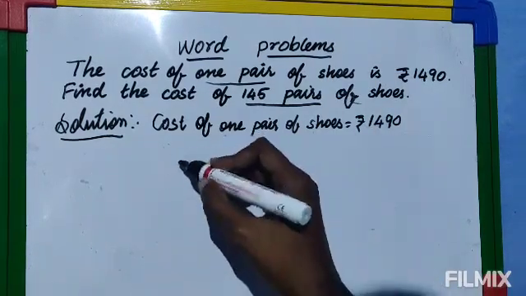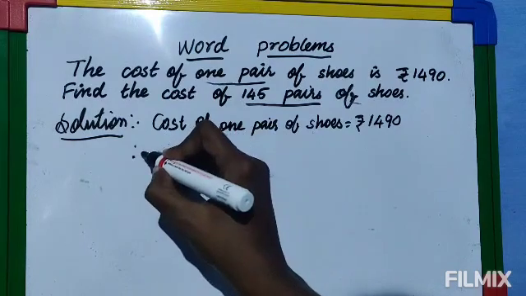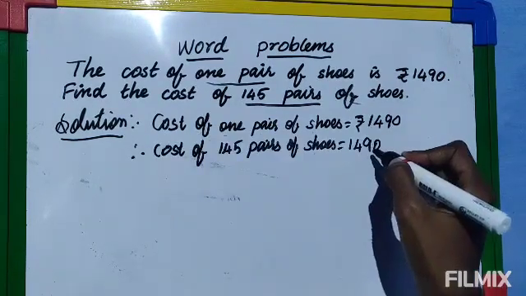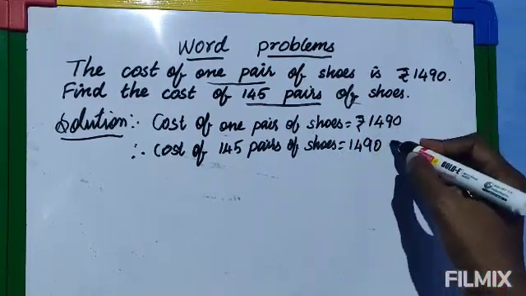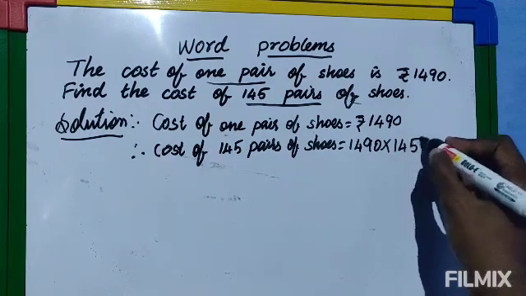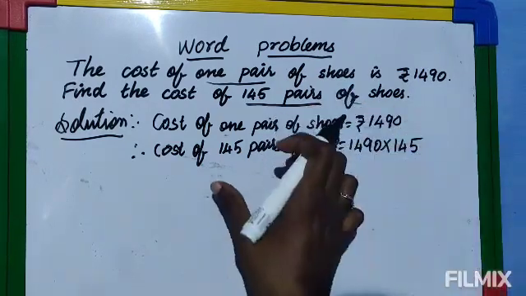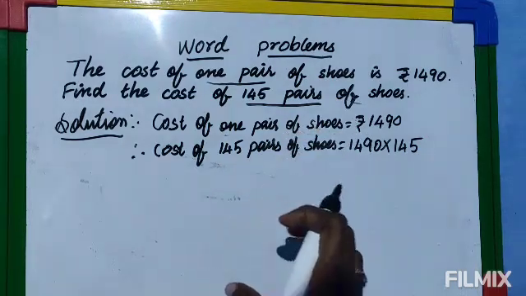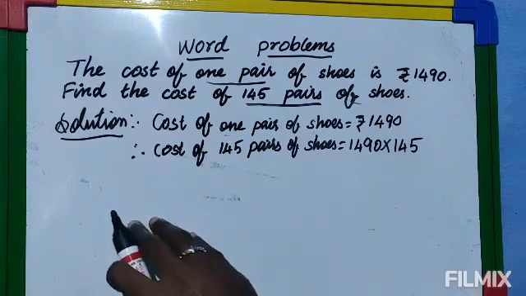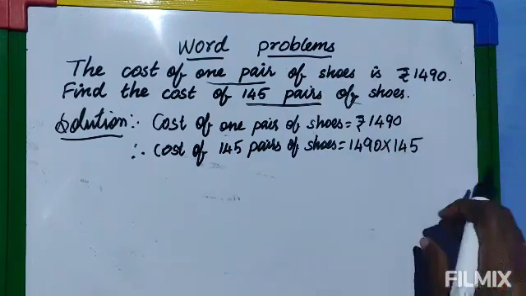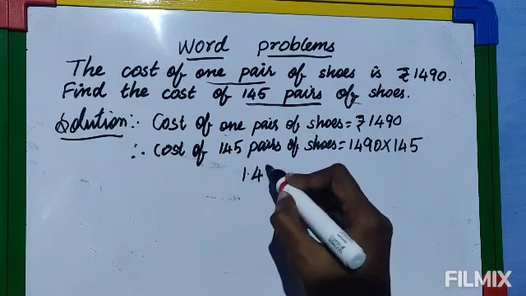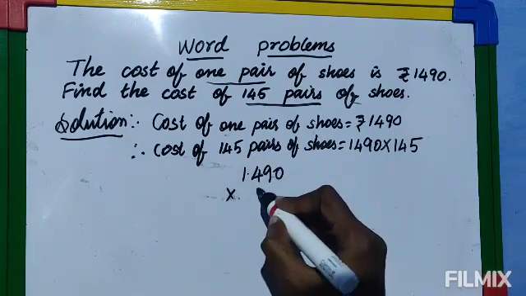Now the second statement: therefore the cost of 145 pairs of shoes equal to 1490 multiplied by 145. After writing the statement, show the multiplication in the middle. Don't show it here, because here you have to write the answer. Don't write it in rough; better write it here in the middle. So 1490 multiplied by 145.